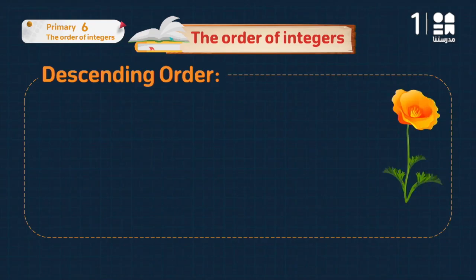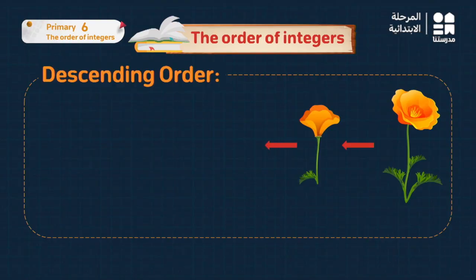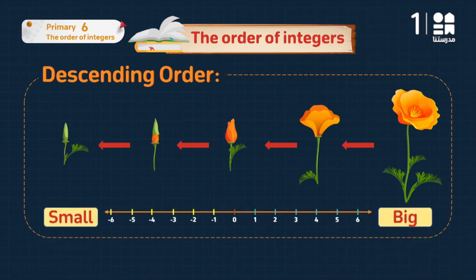If I'm talking about descending, it's the vice versa of ascending order. Descending means that I'm arranging my integers from big to small, like you go down the stairs, or like a completely open flower getting smaller until it becomes a seed. So descending is from big to small. The first number you are supposed to write here is 6, 5, 4, 3, 2, 1. So you are moving from the left direction.